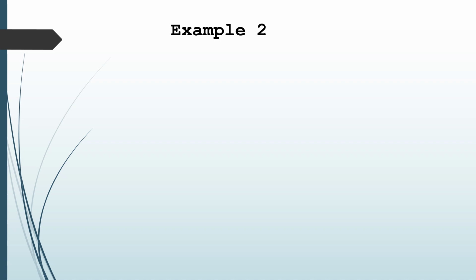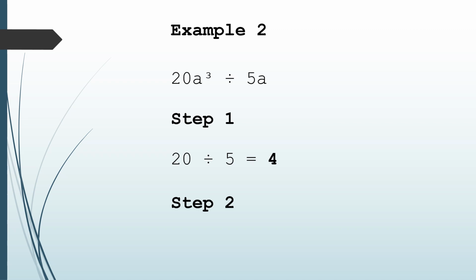Let's try another example. We need to divide 20a cubed by 5a. Step 1, divide the coefficients. 20 divided by 5 equals 4. Step 2, divide the variables. When dividing the same variable, subtract the indices. a cubed divided by a to the power of 1 equals a squared.